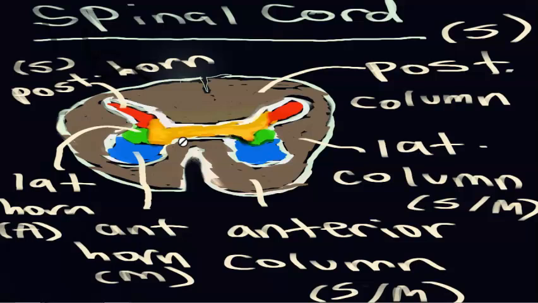Okay, so that's the structure. Again, columns, also known as funiculi, by the way, they form the tracts of the spinal cord. The anterolateral carry sensory and motor, and the posterior are purely sensory. And then in terms of the horns, the posterior horn is sensory, the anterior horn is motor, and the lateral horn carries autonomic information.